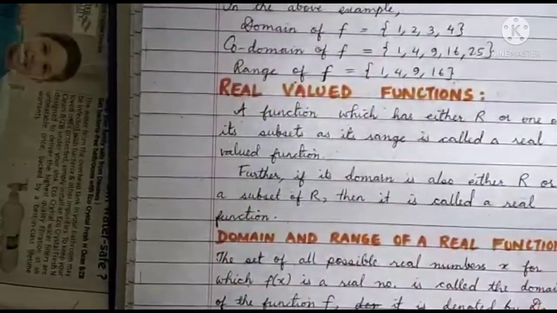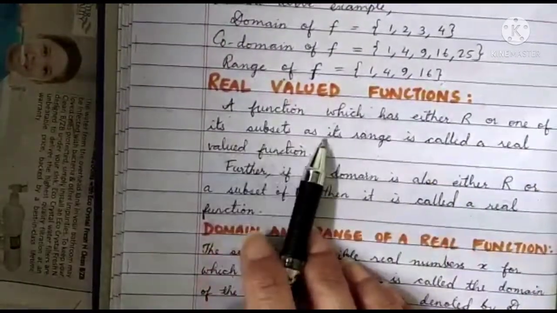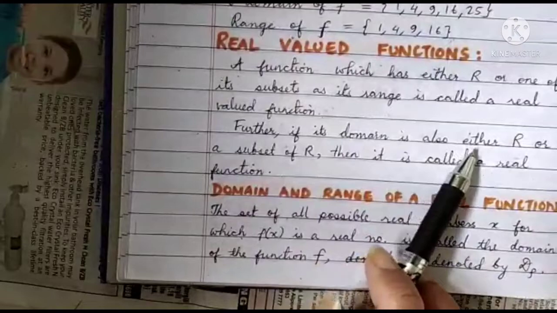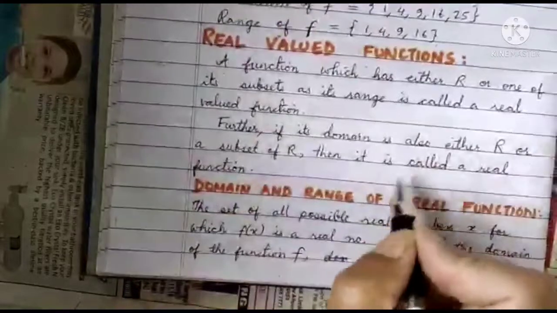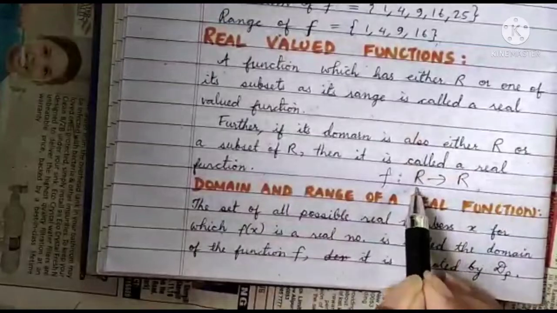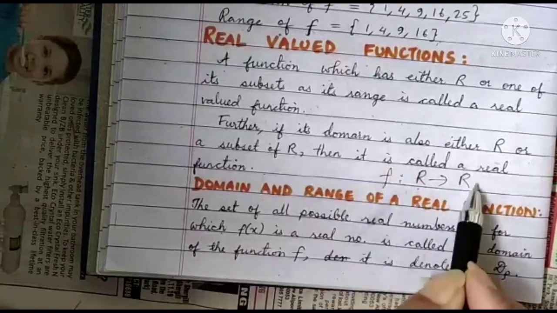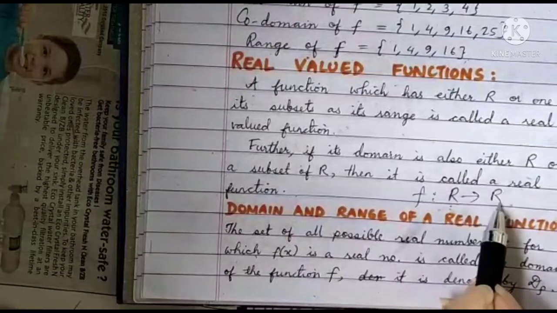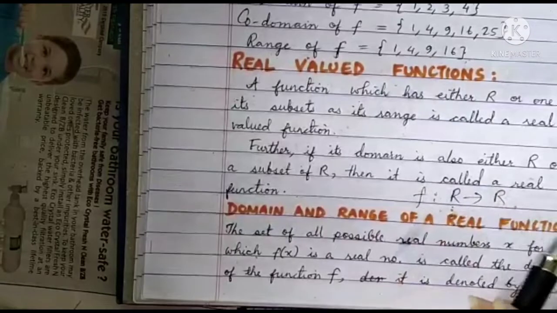Next topic is real valued functions. Now what is a real valued function? A function which has either R or one of its subsets as its range is called a real valued function. Further, if its domain is also either R or a subset of R, then it is called a real function. For example, if f is a mapping from R to R, where R is the set of real numbers, then it is a real valued function. Or you can have any subset of the real numbers, for example natural numbers, rational numbers, whatever you take, then the function will be called a real valued function.